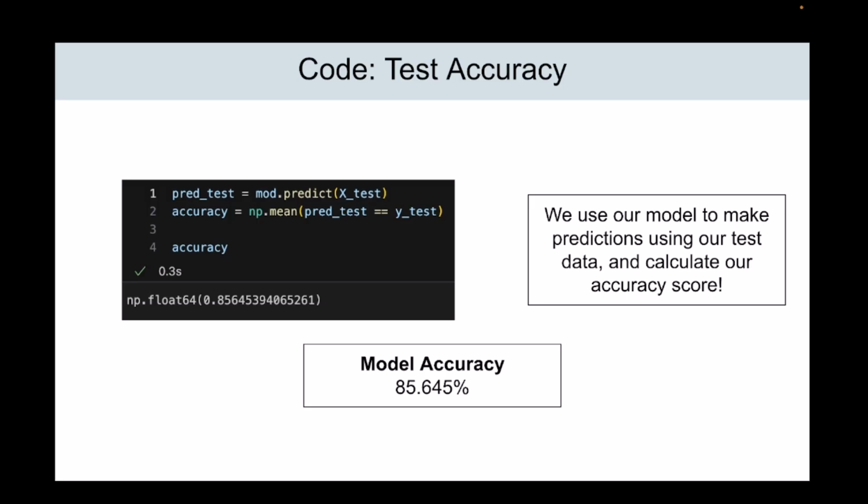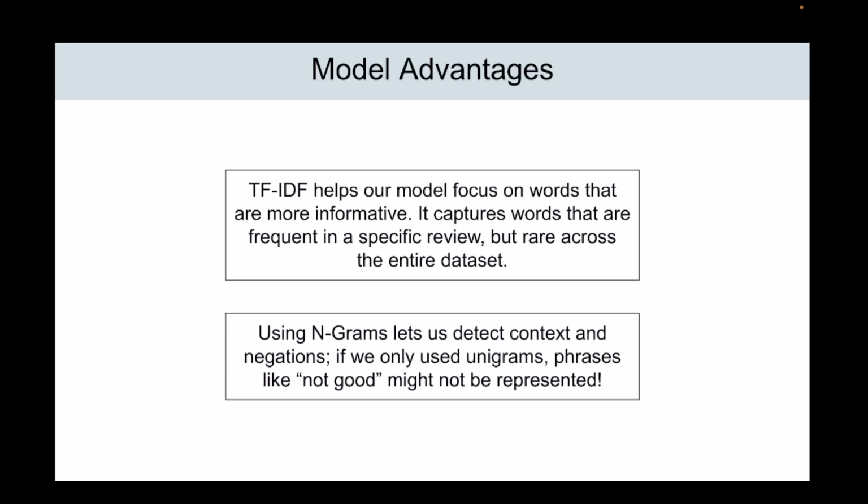Now that we have our model, we can start making predictions. So the test accuracy of the model that we just trained is around 85.6%. So why is this model good for us? Well, first, we're using TF-IDFs, which lets us focus on most of the important words, specifically the words that are frequent in a specific review but rare across the entire data set. So they give us a lot of information about a specific review.